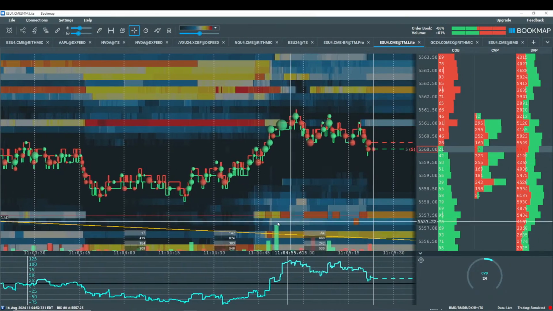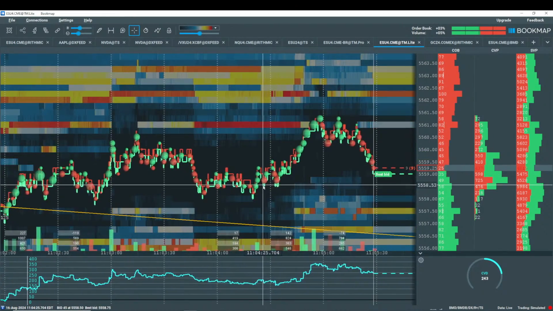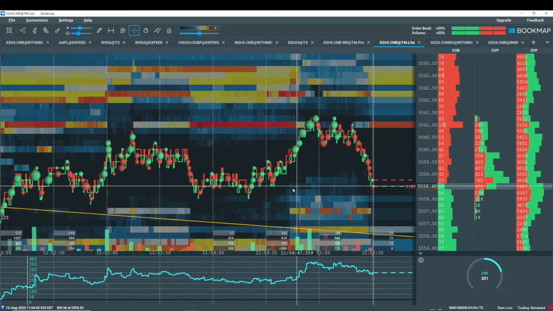So, it's kind of like using your CVD. And I was stunned. I couldn't believe AJ was talking about, he was a big footprint trader.